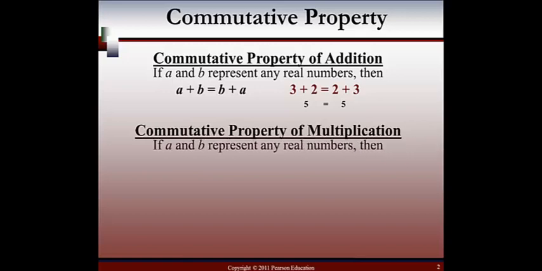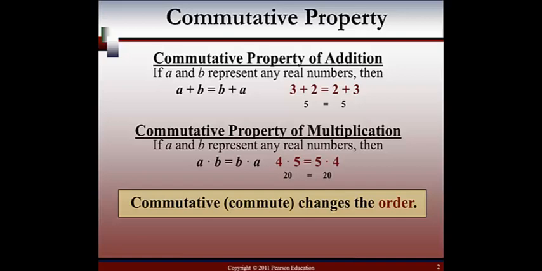We also have the commutative property of multiplication. This says if A and B represent any real numbers, then A times B equals B times A. So an example of this is 4 times 5 is the same thing as 5 times 4. 4 times 5 is 20, and 5 times 4 is 20. 20 equals 20. Commutative, think of commuting, changes the order of things. It just flip-flops the order.